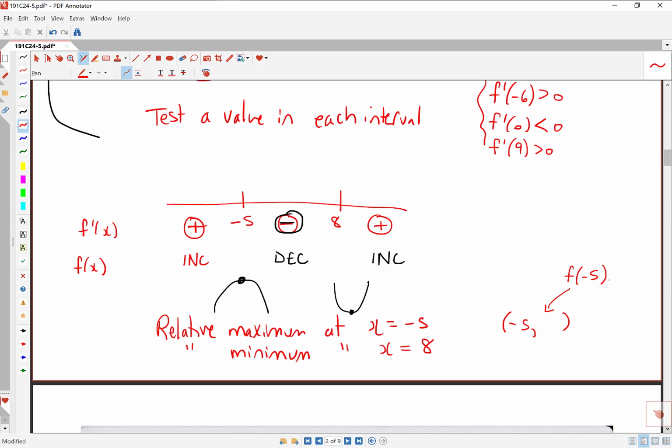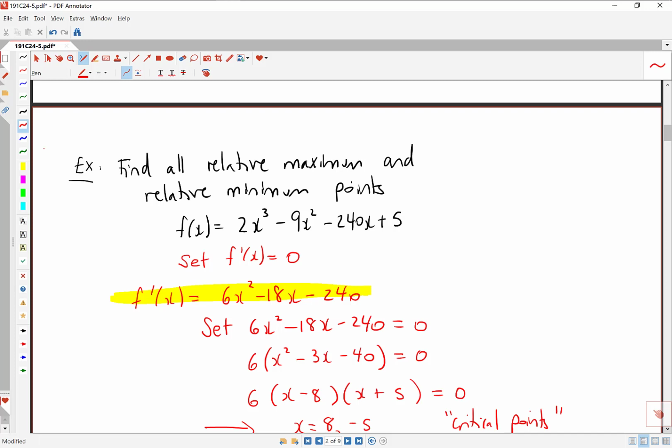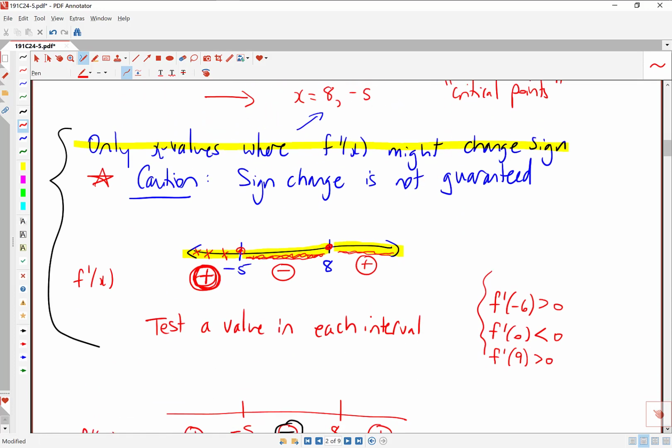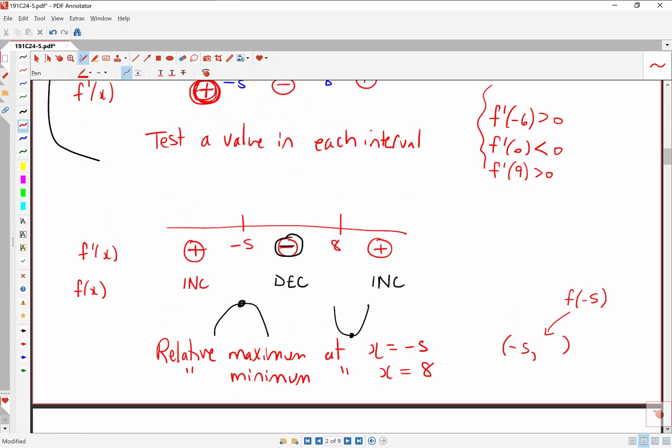Okay, so we could scroll back up to the top of the page. See, the original function that we were investigating, we haven't thought about it in a little while. It's this 2x cubed minus 9x squared minus 240x plus 5. So if you wanted the y value that would actually go on the graph, you would take -5, put it into your function, and you'd get 730.